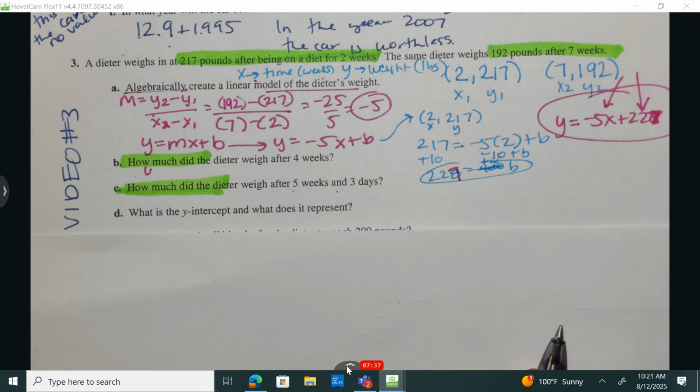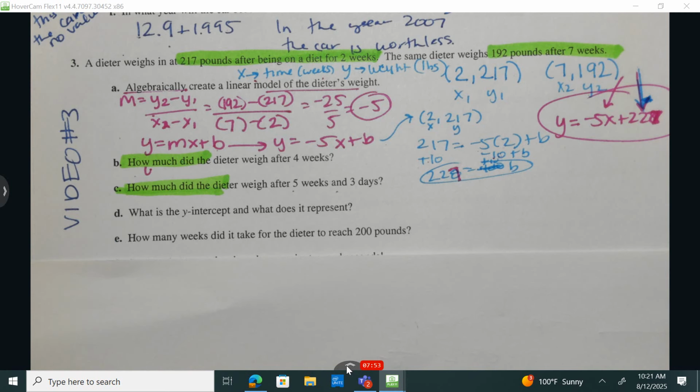Okay, what is the y-intercept and what does it represent? This is the b value. It's the y-intercept. 227 is the y-intercept. It also represents the initial weight of the dieter. So as they started this diet, they started at 227.